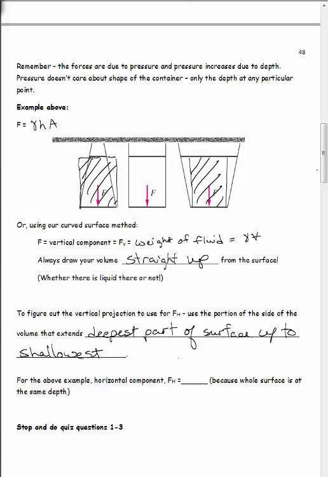For this one, however, the deepest part is equal to the shallowest part. They're at the same level, the whole thing, so FH is going to end up being 0. The whole surface is at the same depth. Okay, and that makes sense. So go ahead and stop and do questions 1 through 3, and then we'll continue with one more video.